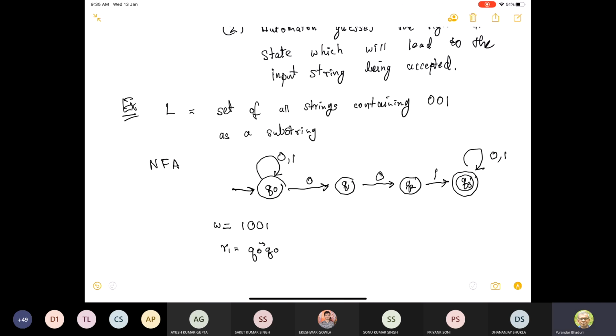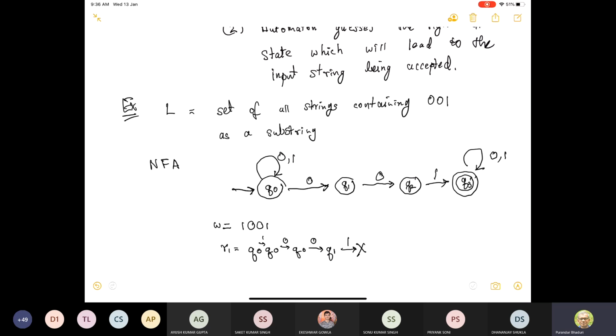So this is on 1, and this is 0. Suppose you remain in Q0. And then you see a 0. And this time you decide to move to Q1. And then you see a 1. But there is no choice of next state. So this is not possible.